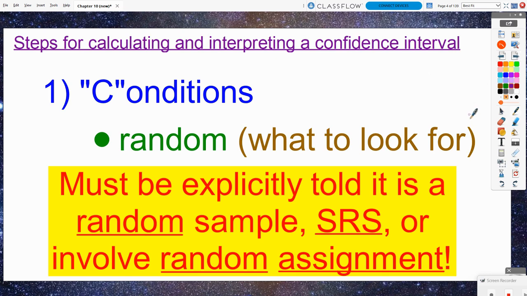So walking through the conditions, you're going to be like, these look awfully familiar. And two of them are, again, the same exact ones that we've been looking at for the past 3 chapters at this point. So condition 1, the random condition. You have to be explicitly told that there's either a random sample or an SRS, or that an experiment would involve random assignment of treatments to volunteers.